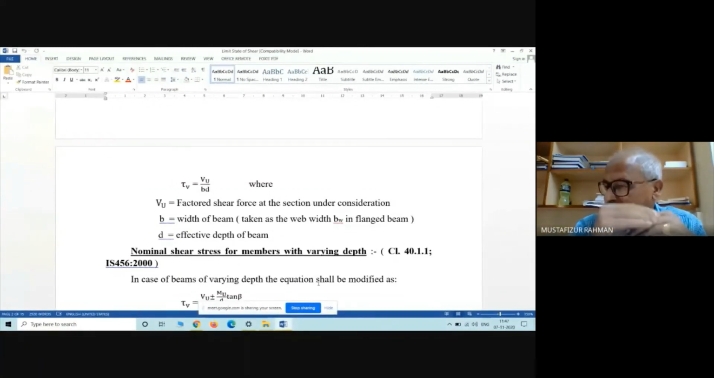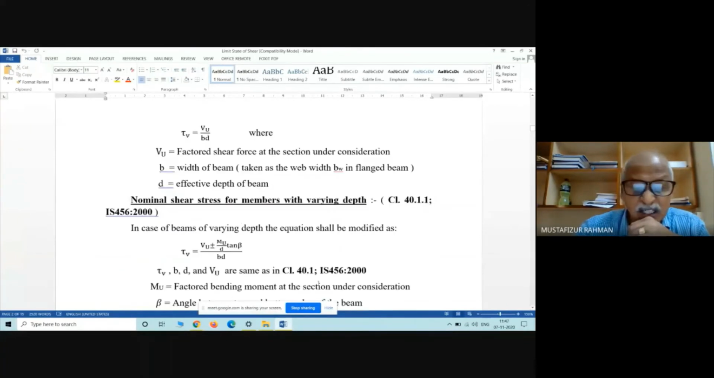Now, this shear stress, tau C, should be resisted by the cross section of the member, concrete together with steel. Concrete together with steel should be able to resist it. If it cannot resist, then we'll have to think of other things. Then how? Now see here.